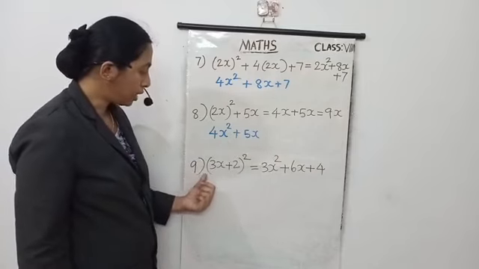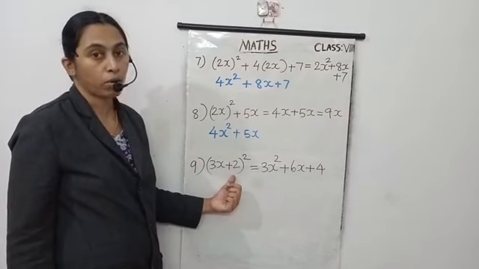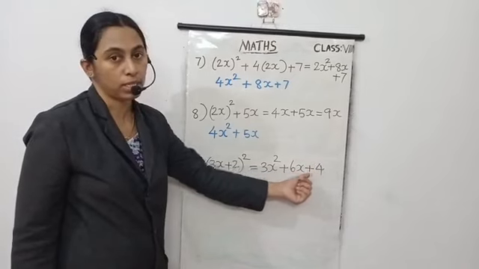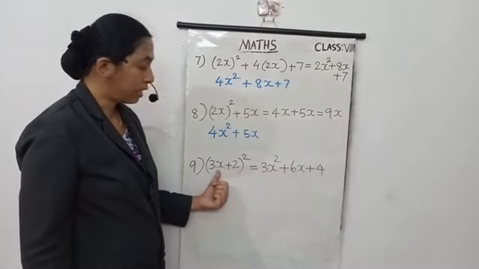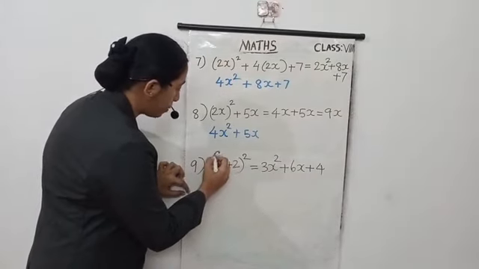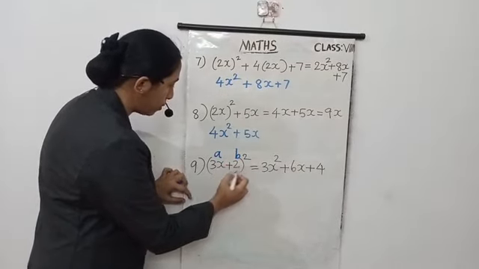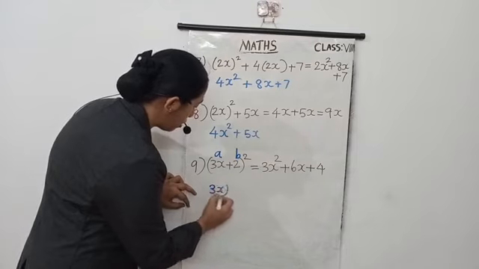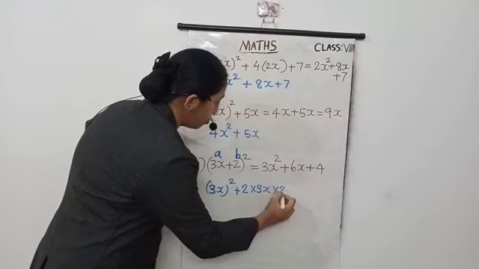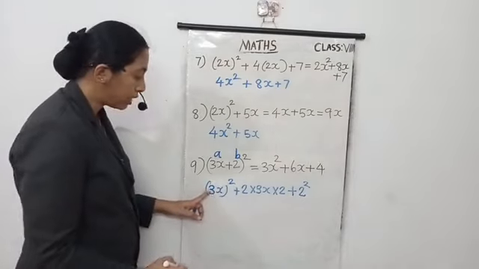Okay. Now question 9. 3x plus 2 all square. This is like a plus b all square. This is equal to 3x square plus 6x plus 4. Is it correct? Expand this with identity 1. Using identity 1, at the place of a, 3x, at the place of b, 2. So a plus b all square is 3x all square plus 2 into 3x into 2 plus 2 square. Now 3x all square. 3 square is 9.